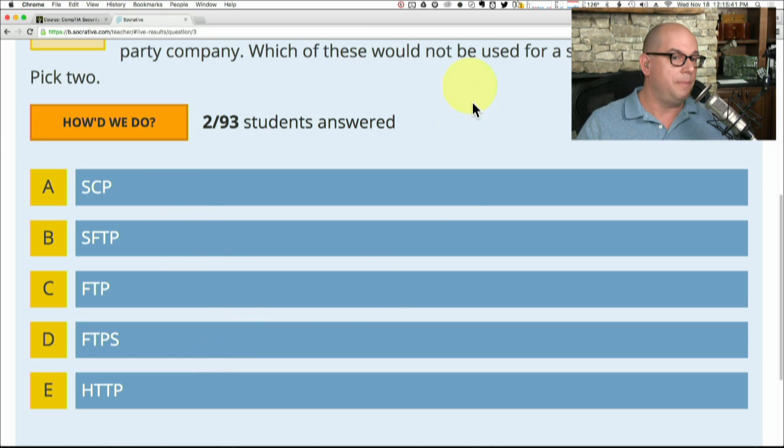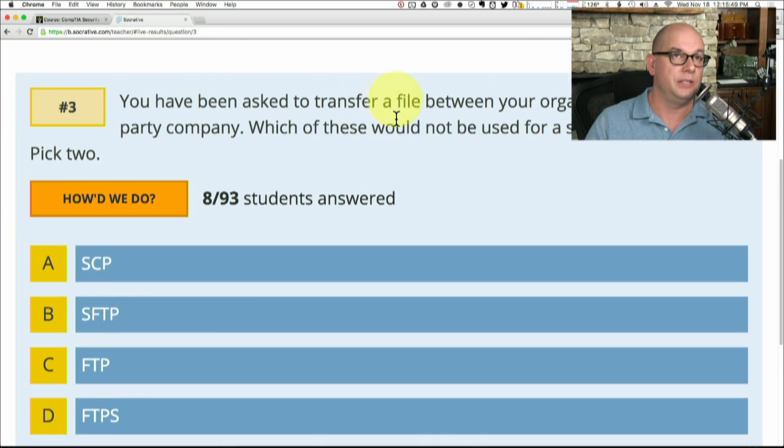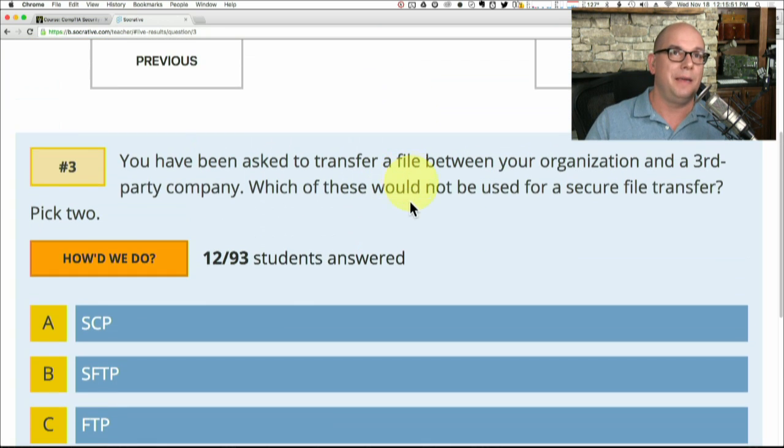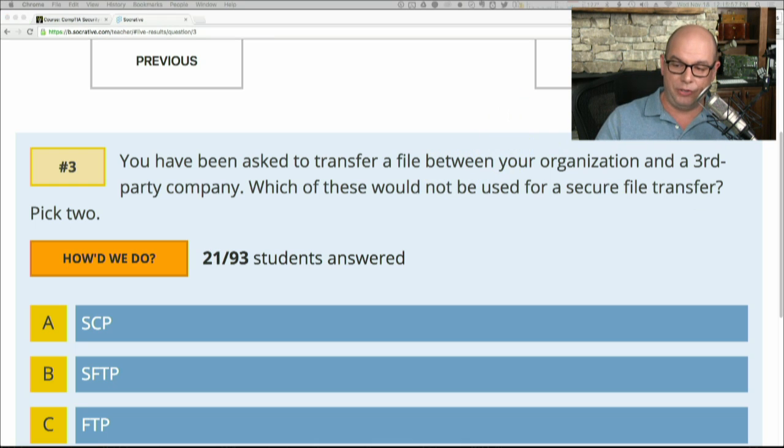So one of these would not be used for a secure file transfer, and now we need to determine which one of these that would be. And notice I also say on here, pick two. That's an important piece of this. So you have to be able to pick out of this two different options in here and being able to work with that. So make sure you step through those pieces to be able to break those down for you.